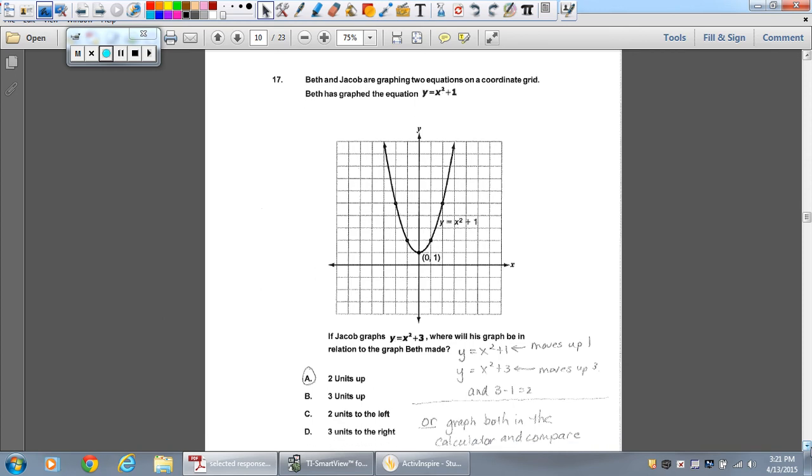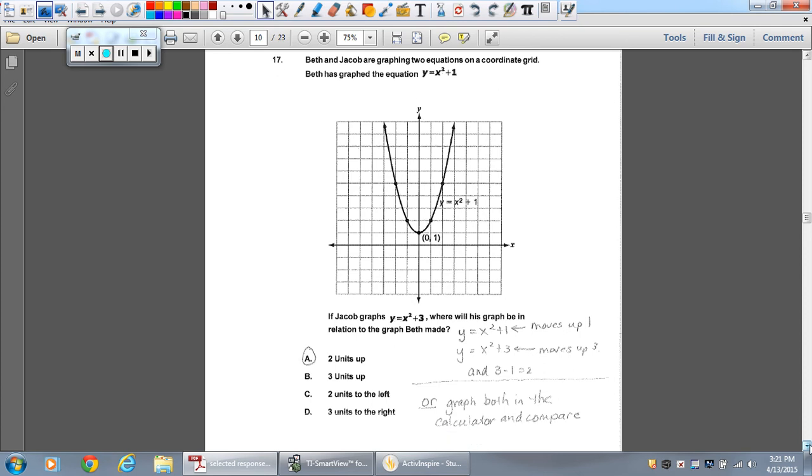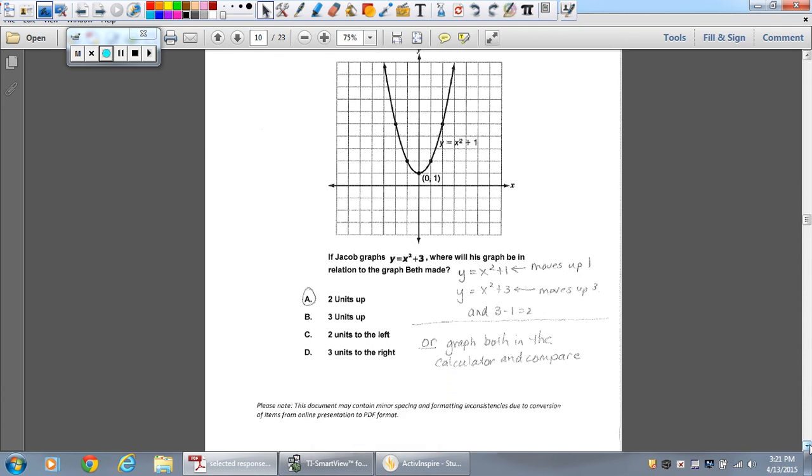Number 17, she's graphed this, y equals x squared plus 1, and then he graphs y equals x squared plus 3. We should know that this last value moves the parabola up 2, because 3 minus 1 is 2, or you could just graph both and just notice the difference and then describe it with the answer. So that's why that answer is 2 units up.